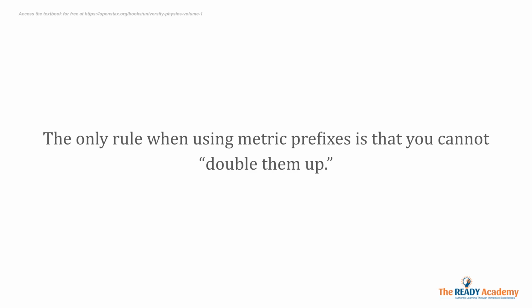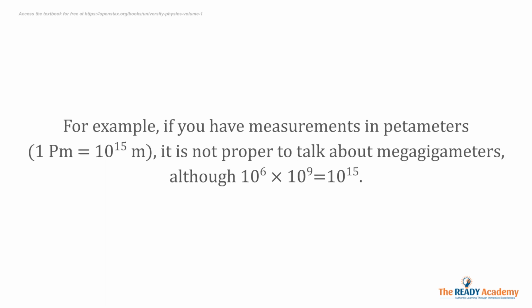The only rule when using metric prefixes is that you cannot double them up. For example, if you have measurements in petameters, it is not proper to talk about gigameters, although 10 to the 6 times 10 to the 9 is equal to 10 to the 15.